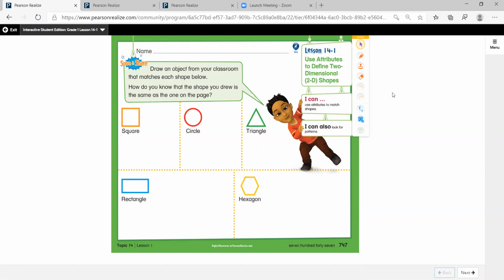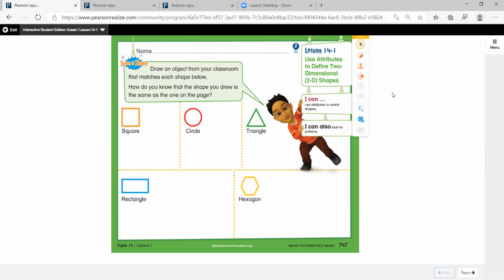If you take a look at our solve and share, it's asking you to think about the shapes below and draw an object from your classroom. Although since we're not in school, you can think of an object from around your house that matches each shape. Try to find something that's a square, a circle, triangle, rectangle, and hexagon.